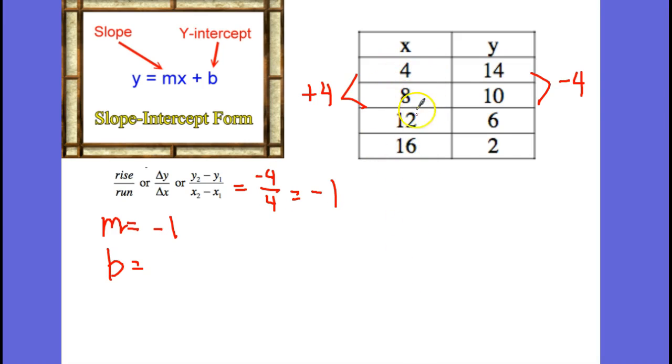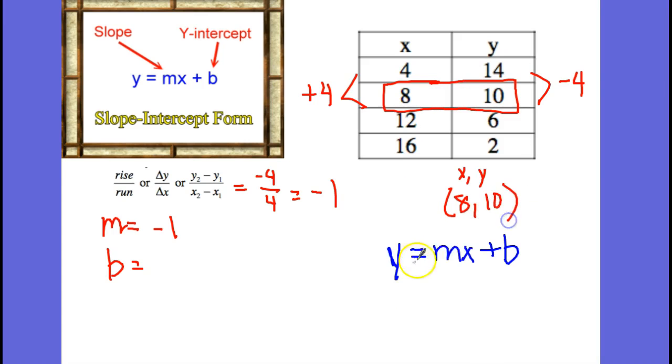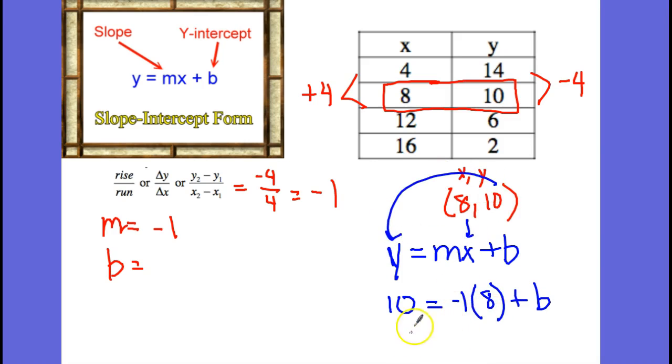Okay, is there any value where x is 0? No, there's not. So let's pick a point. Every one of these is a solution, so I can pick whichever one I want. So let's choose the point 8, 10. If I know that 8, 10 is a solution to my equation, and I know that m is -1, then I know that 10 equals -1 times 8 plus b. This is just x, and this is just y. -1 times 8 is -8 plus b.